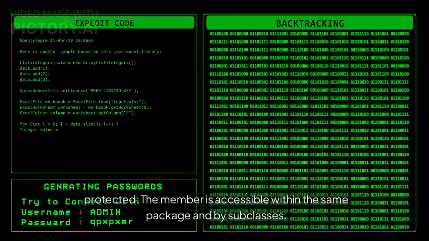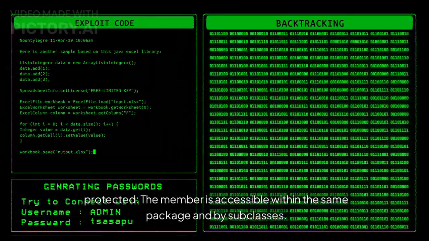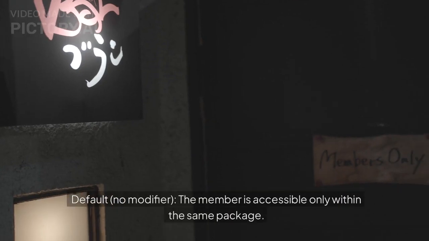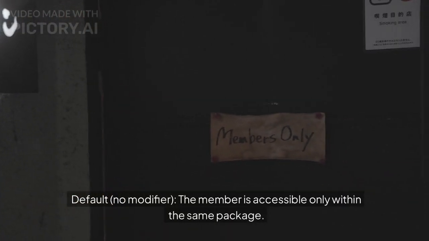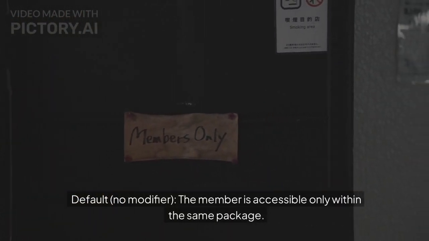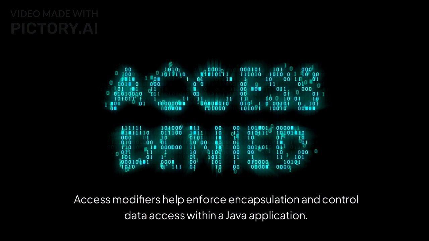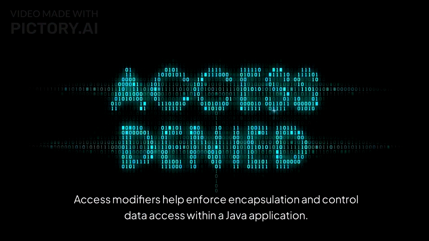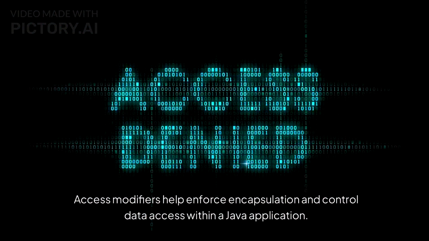Protected. The member is accessible within the same package and by subclasses. Default. No modifier. The member is accessible only within the same package. Access modifiers help enforce encapsulation and controlled data access within a Java application.